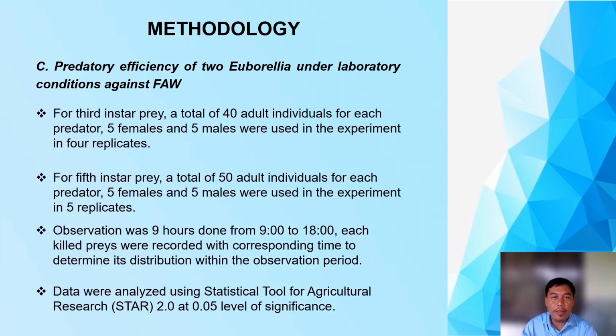For third instar prey, a total of 40 adult individuals for each predator, 5 females and 5 males, were used in the experiment in 4 replicates. For fifth instar prey, a total of 50 adult individuals for each predator, 5 females and 5 males, were used in the experiment in 5 replicates. Observation was 9 hours, done from 9 to 1800. Each killed prey was recorded with corresponding time to determine its distribution within the observation period.